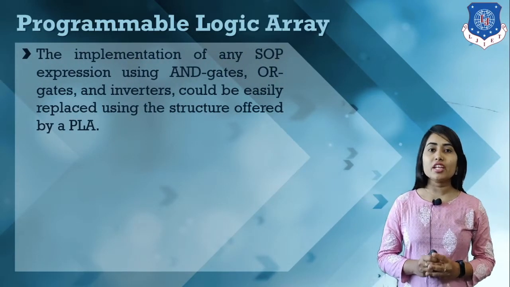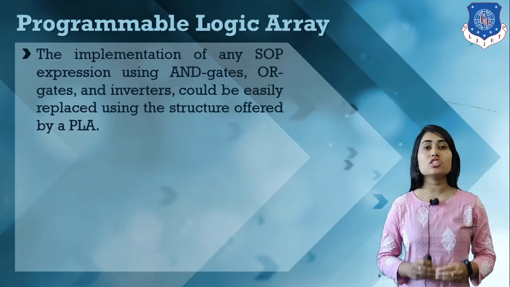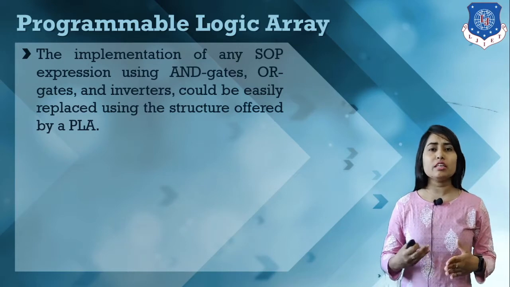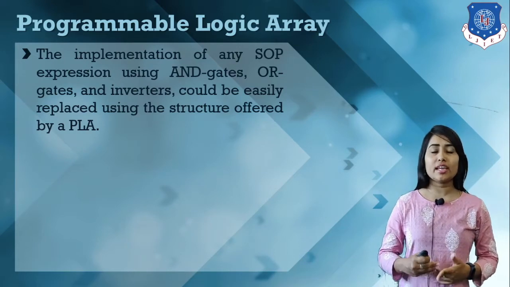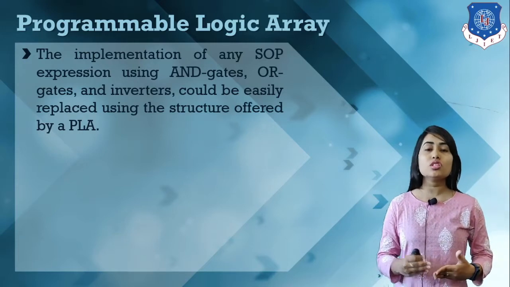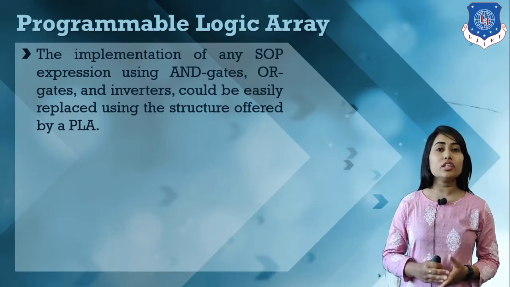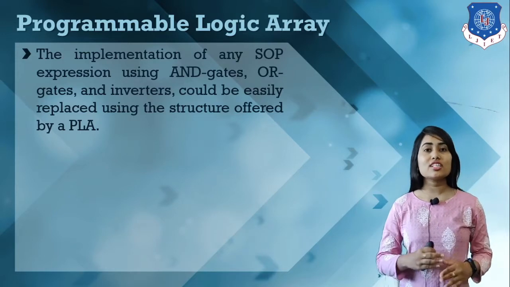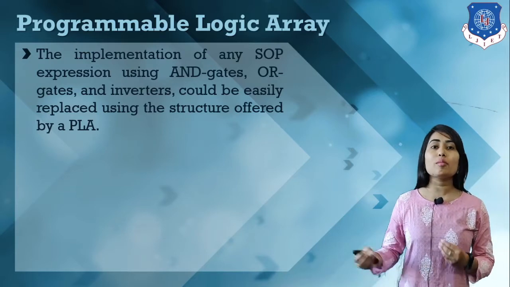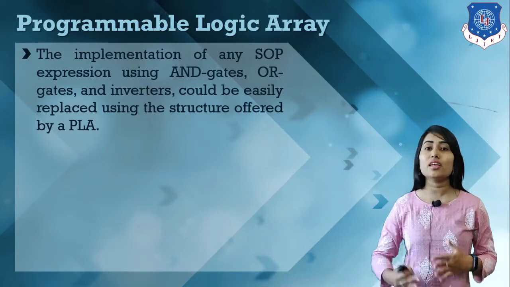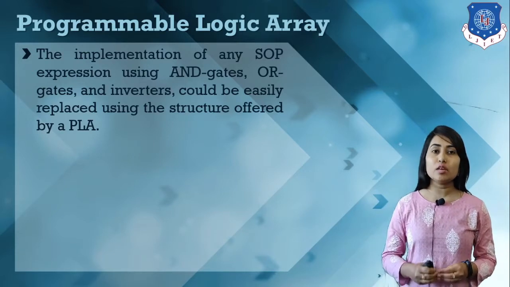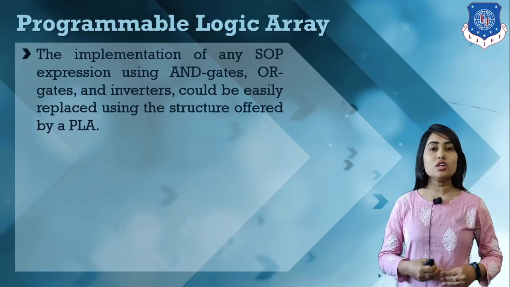A function which is in SOP form is basically implemented using AND gates, OR gates and inverters. So to implement SOP form functions, we have to use AND gates, OR gates and inverters. All three structures are replaced by our programmable logic array. That means in a programmable logic array we have inverter circuits, AND gate circuits and OR gate circuits. So using this PLA we can implement our SOP form logical functions.